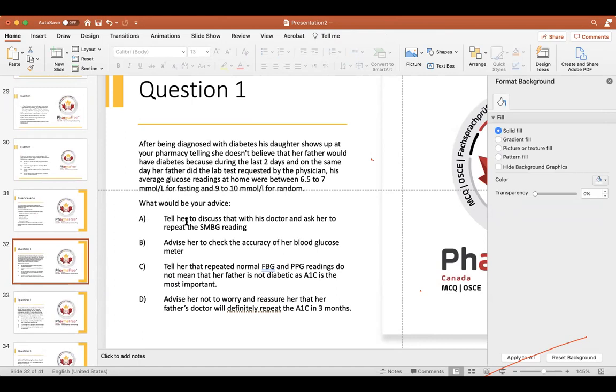Tell her to discuss that with his doctor and ask her to repeat the self-monitoring blood glucose testing. Advise her to check the accuracy of her blood glucose meter. Tell her that repeated normal fasting blood glucose and postprandial readings do not mean that her father is not diabetic, as A1C is the most important. The advice here is not to worry, and reassure her that her father's doctor will definitely repeat A1C in 3 months.